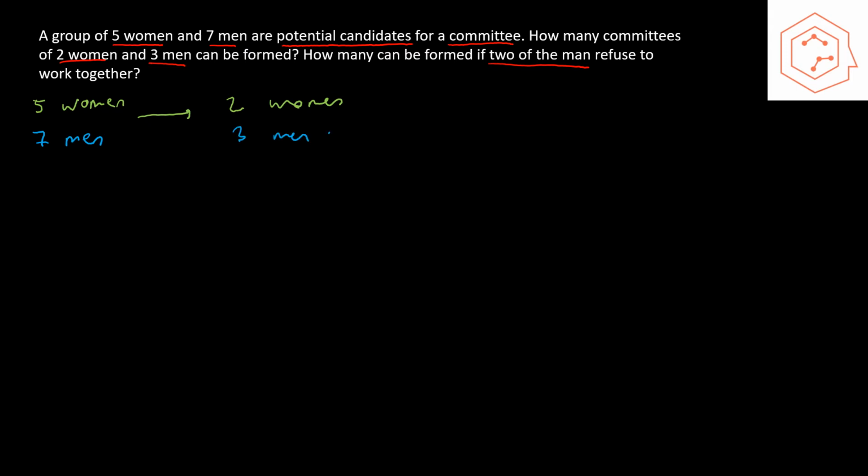Now in this case, let's look at the men specifically. If we picked Mr. A as our first man, Mr. B as our second man, and Mr. C as our third man, that's one potential group. If we picked Mr. B first, followed by Mr. A, followed by Mr. C, that's the same group, and so this is going to be a combination problem.